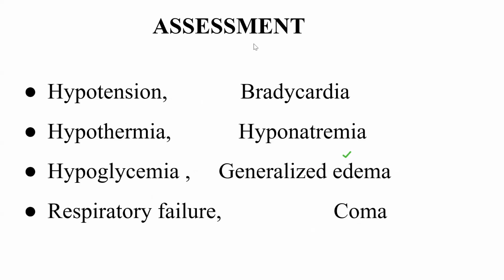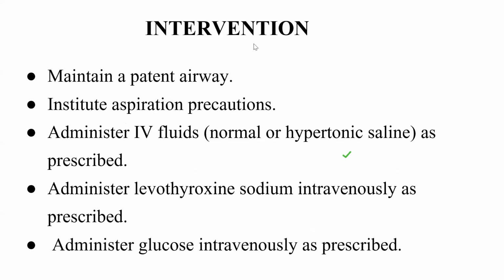What are the clinical signs? The first thing is hypotension, bradycardia, hypothermia, hyponatremia, hypoglycemia, general edema, respiratory failure, eventually coma. Intervention: maintain a patent airway because their respiratory rate is low. You want to maintain the airway so your patient can have adequate ventilation. You also institute aspiration precautions, ensure that the patient is free from aspiration and put things in place if aspiration eventually occurs. You want to administer IV fluids, which could be either normal or hypotonic saline as prescribed.